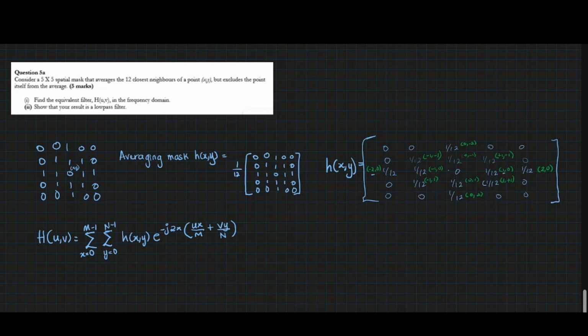Hi guys, so today we're going to be solving this question from the Gonzalez and Woods textbook. It says consider a 5 by 5 spatial mask that averages the 12 closest neighbors of a point x, y but excludes the point itself from the average. So this is the 5 by 5 spatial mask we have chosen.